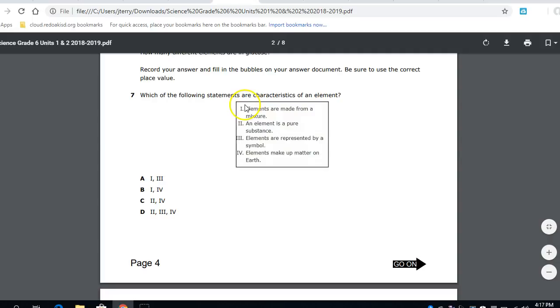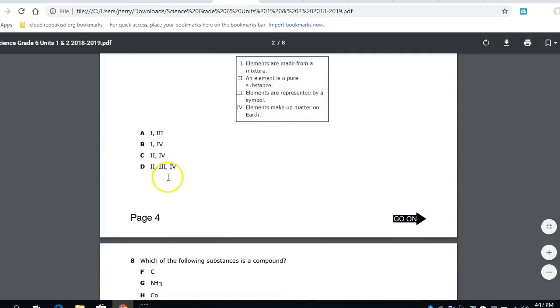Is it A, number 1 and number 3? Is it B, number 1 and number 4? Is it C, number 2 and number 4? Or is it D, number 2, number 3, and number 4?